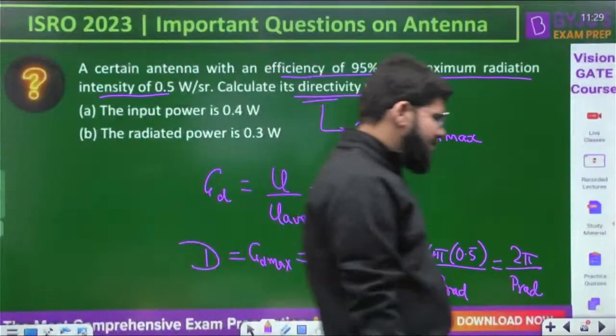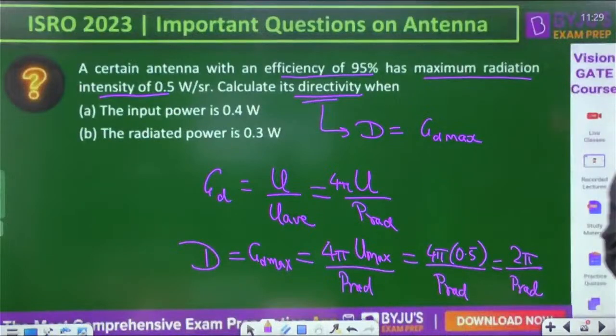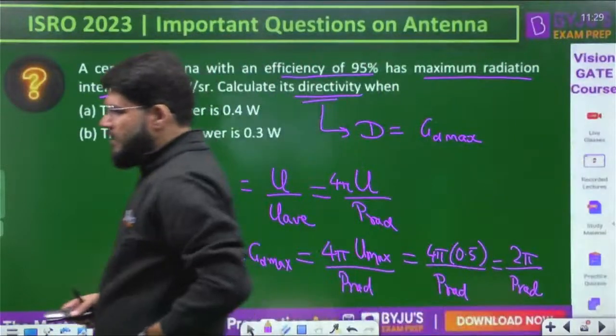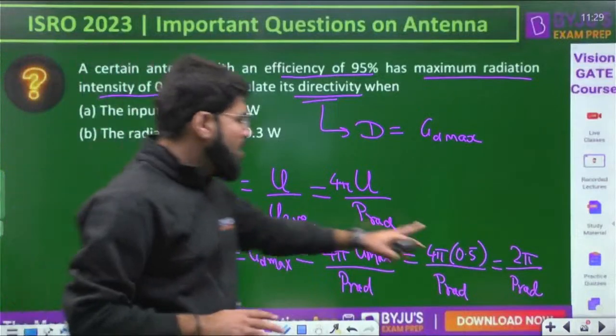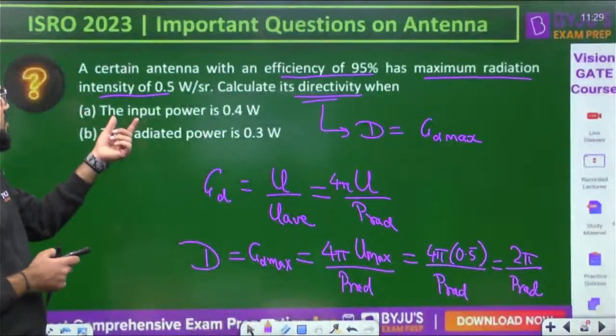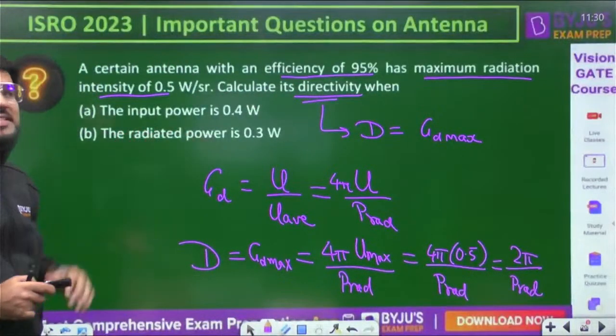The 2 pi is divided by the P rad. Okay, done. Fantastic. Now for directivity what is needed is P rad, and there in the second question, P rad is directly given.